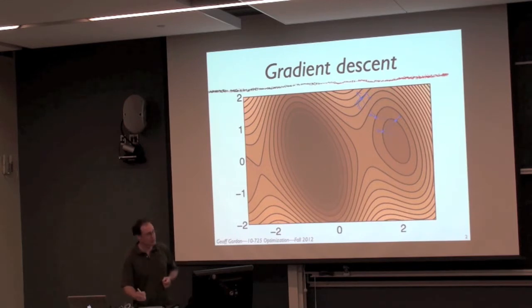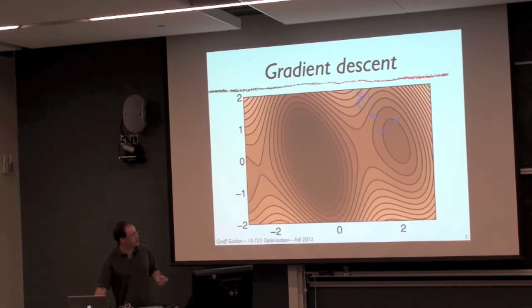We take some step size, we get to a new point here, we measure the gradient there, go along the negative gradient for some step size, and we keep on going. Most likely we get to a local optimum. If we're lucky, we get to a global optimum.